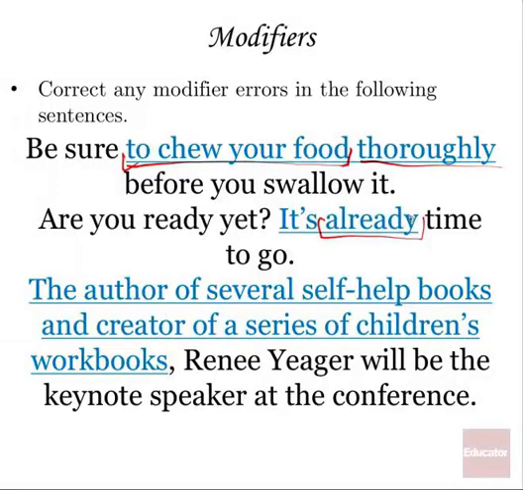All right. The author of several self-help books and creator of a series of children's workbooks. That was long, wasn't it? So, when you have a sentence that requires multiple breaths, you want to make sure that you have the subject and the verb in the same breath. So we've moved that whole clause in there to the beginning of the sentence so it can have its own little space, and then you take a breath, and then you say the subject and verb. The author of several self-help books and creator of a series of children's workbooks, Renee Yeager will be the keynote speaker at the conference. Now it makes sense, it's a little bit smoother, and you don't have an asthma attack in the middle of reading your own writing.